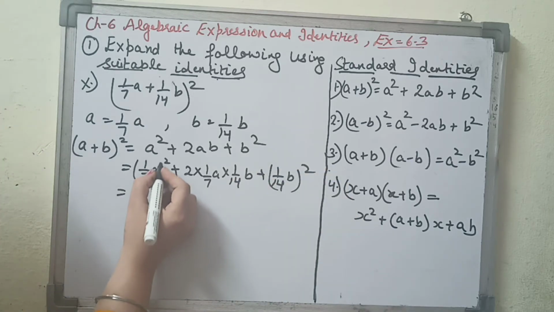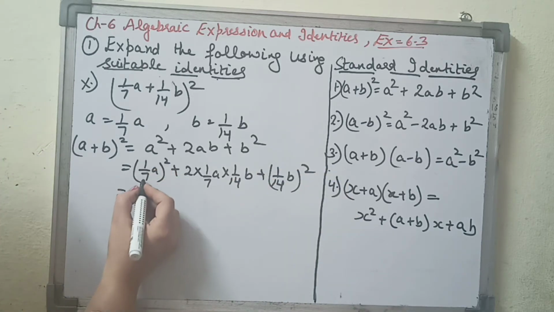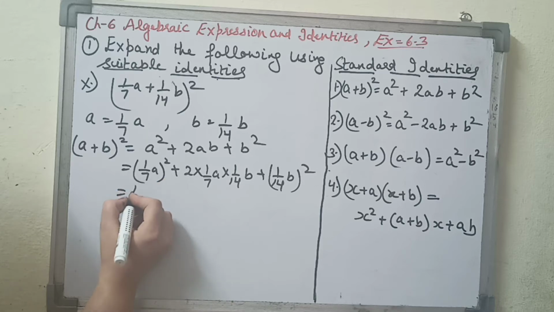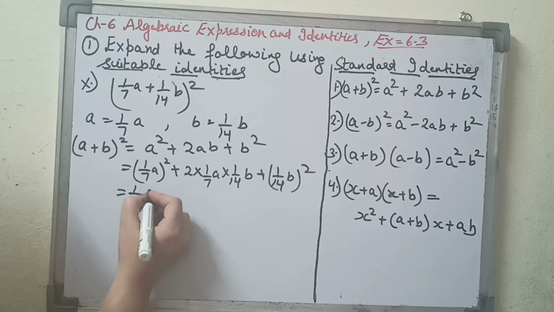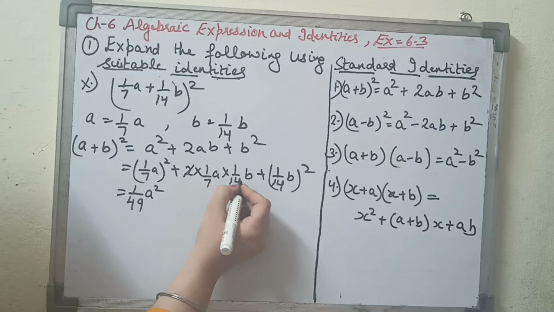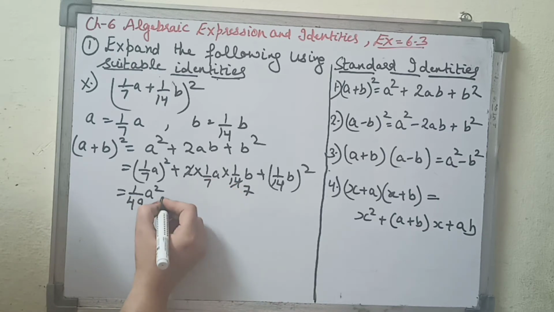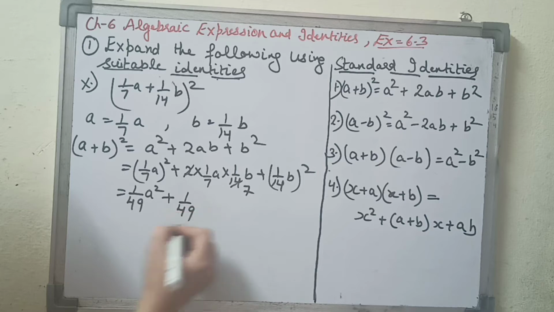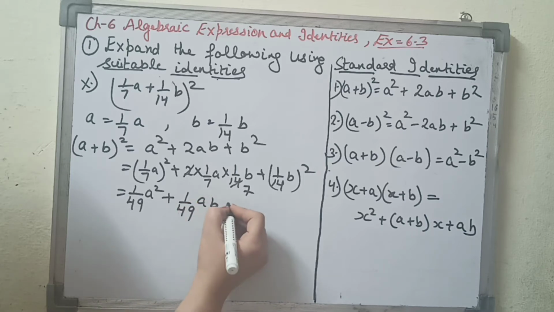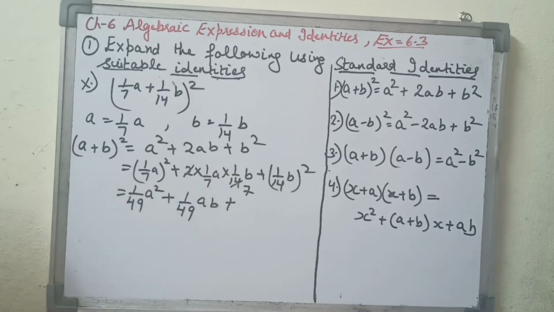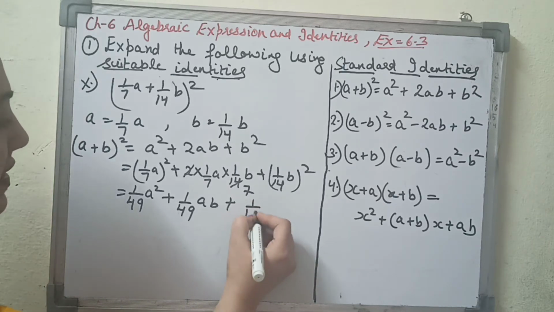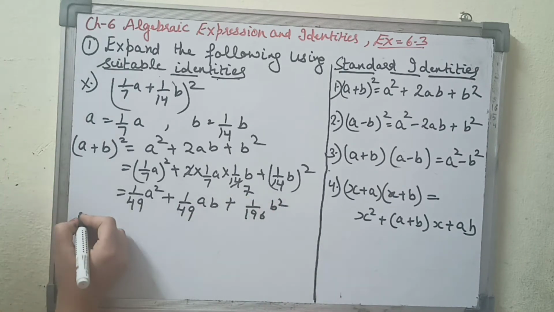Now open the bracket and opening it square also, 1 over 7 multiply 2 times, we will get 1 over 49 a square. Do the cutting here, 2 sevens are 14. Now 1 over 7 multiply with 1 over 7, we will get 1 over 49 ab. And 1 over 14 into 1 over 14, it is 1 over 196 b square.